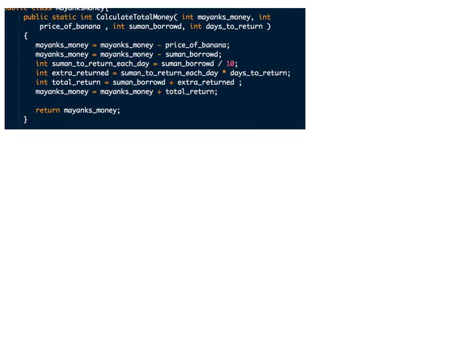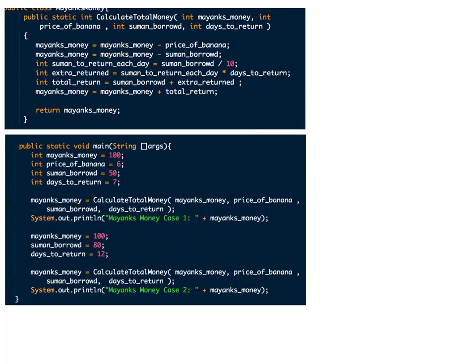So as you can see, we made this function take the initial money that the person has, the price of banana, how much the borrowing, and how many days of return there are. Because these are the only things which are varying, and using all these four, we have exactly the same calculation that we had earlier. It's just extracted from the previous function. And this function returns the calculated amount, which is Mayank's money here.